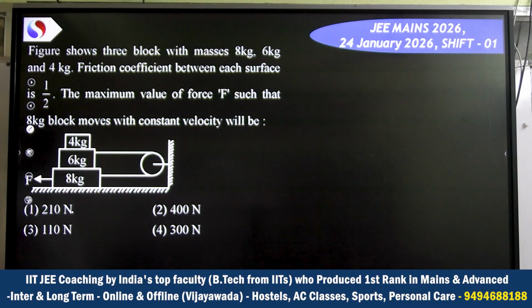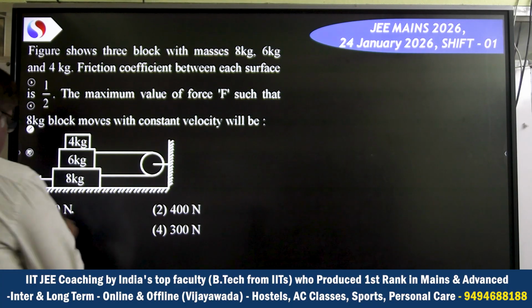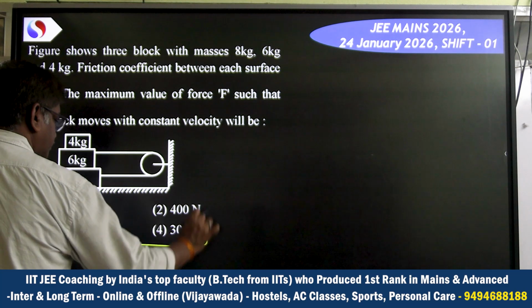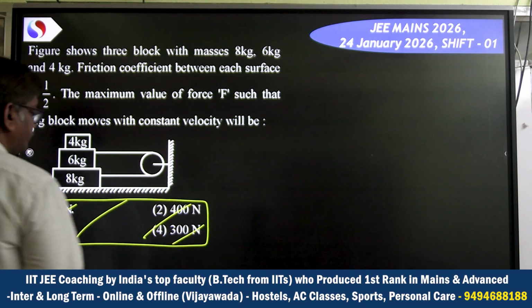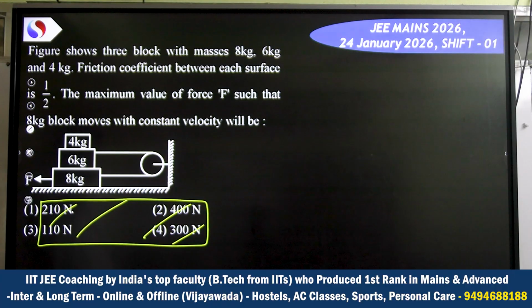Okay. So this is also one of the questions which came, and because it is memory based, the information is not complete. But whatever values are given, if I try to solve it this way, all these options are wrong. Okay, let's see how to solve this question.